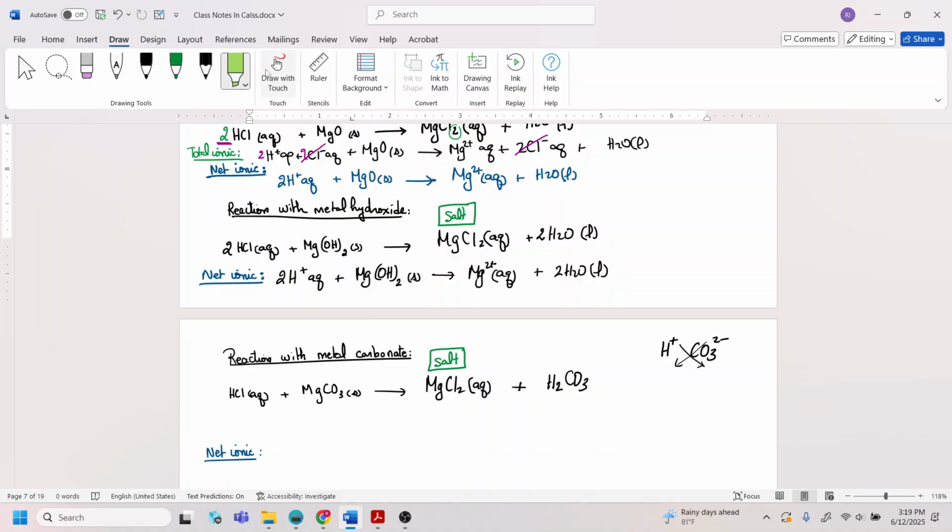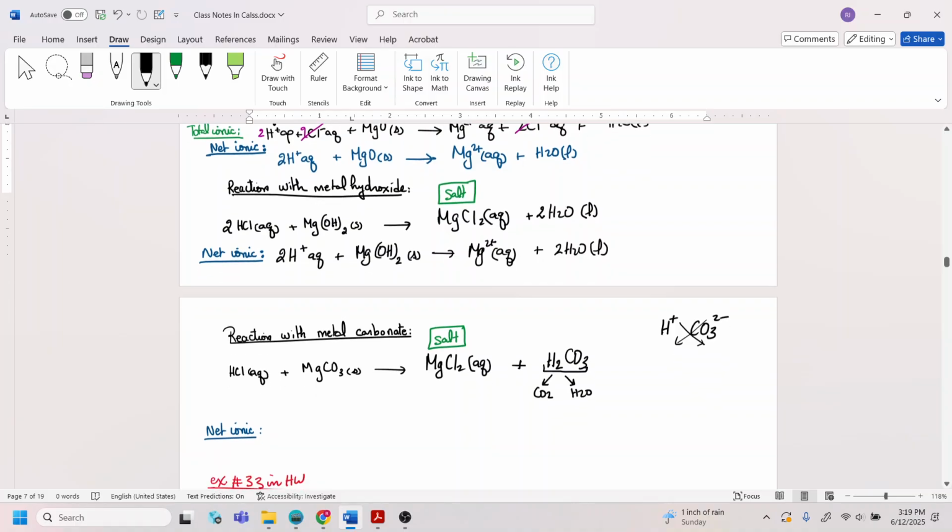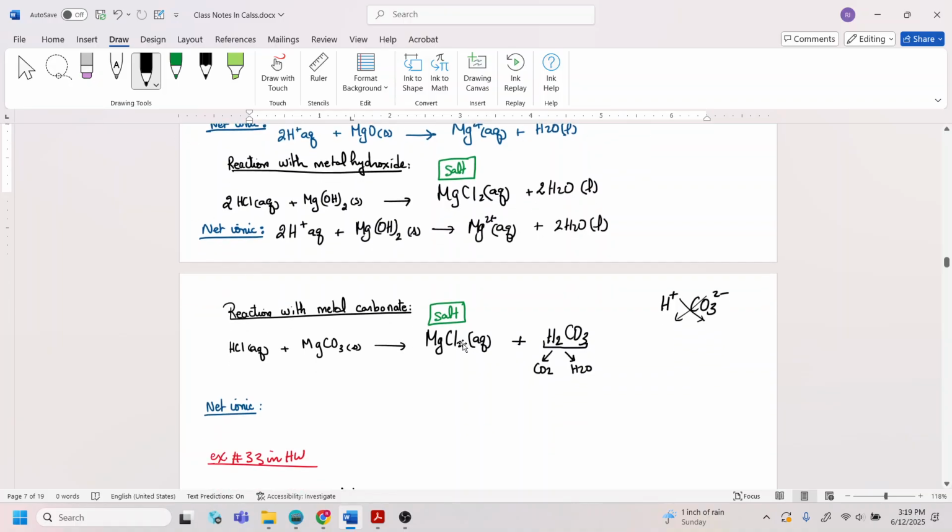Guys, hydrogen carbonate is very, very unstable. And because it's unstable, this one is going to dissociate. It's not going to stay as hydrogen carbonate, so it's going to dissociate into carbon dioxide and water. So you're going to end up getting carbon dioxide and water. Balancing the equation, you do have 2 chlorines, so this is going to be 2 chlorines in there.